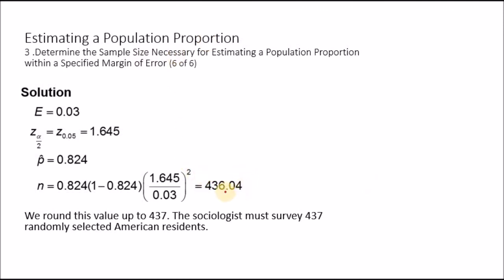436. And because we're talking about a sample size, we're always going to round up. So the sample size obtained is going to be 437. So the sociologist must survey 437 randomly selected American residents to get her results within the margin of error she specified and with 90% level of confidence.